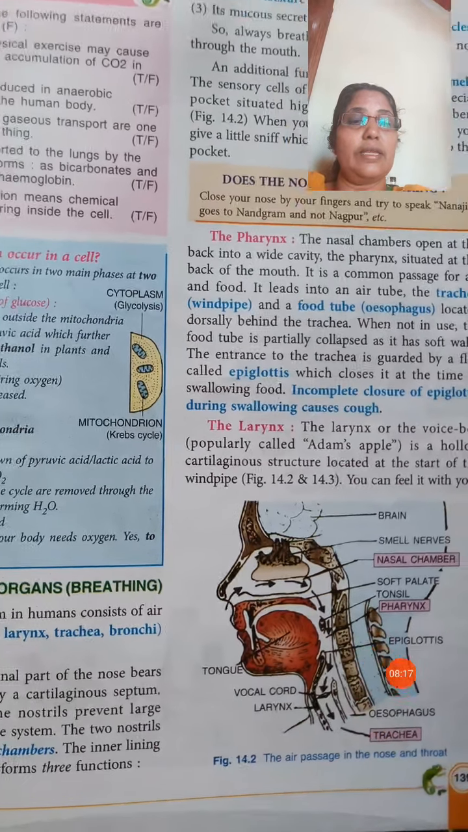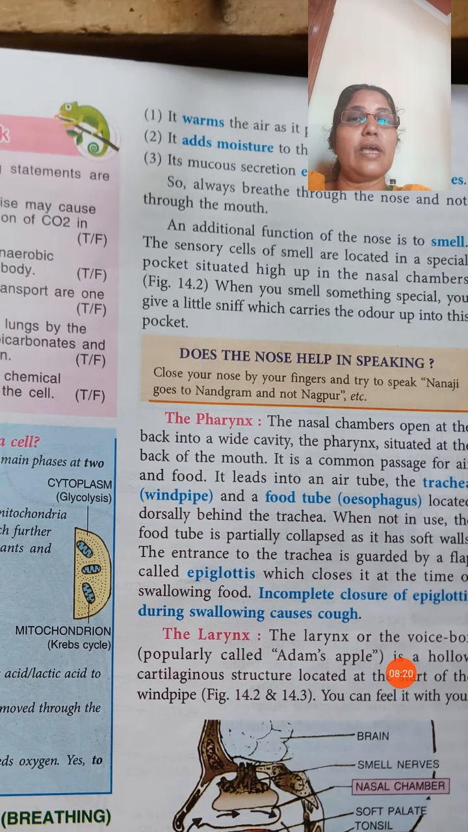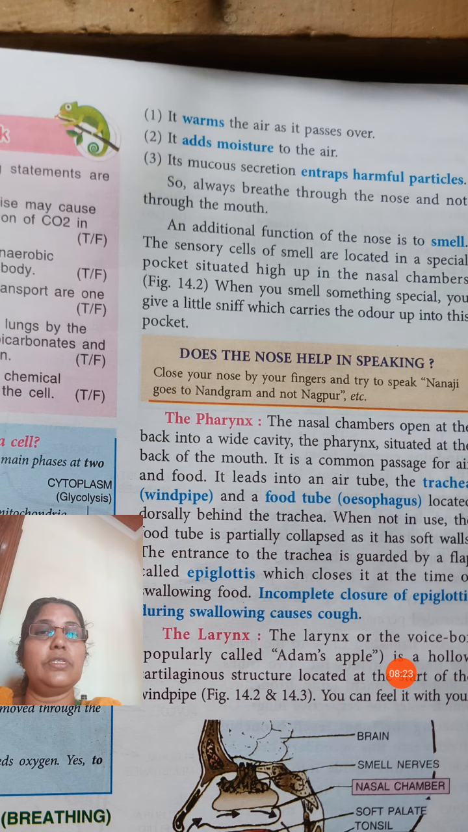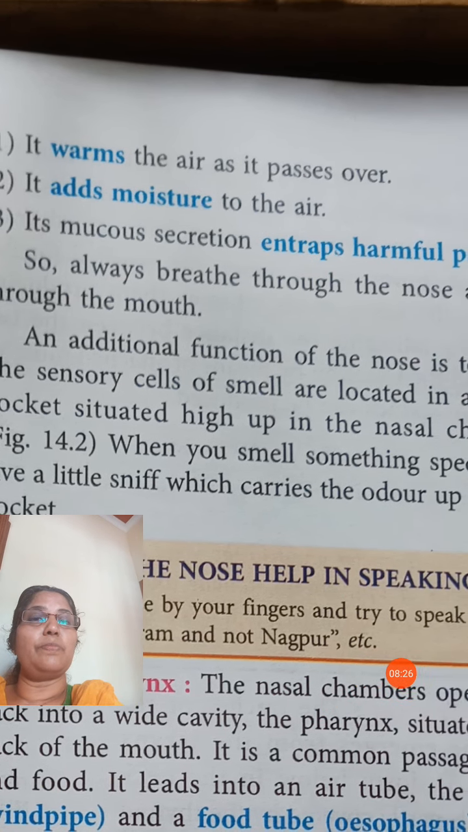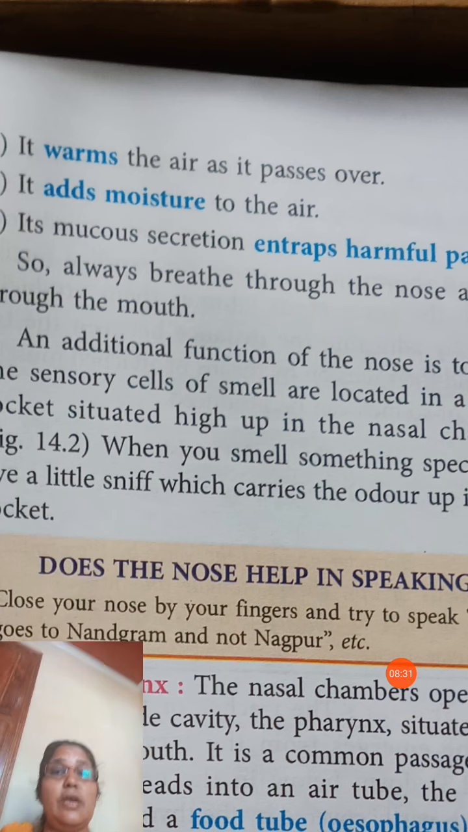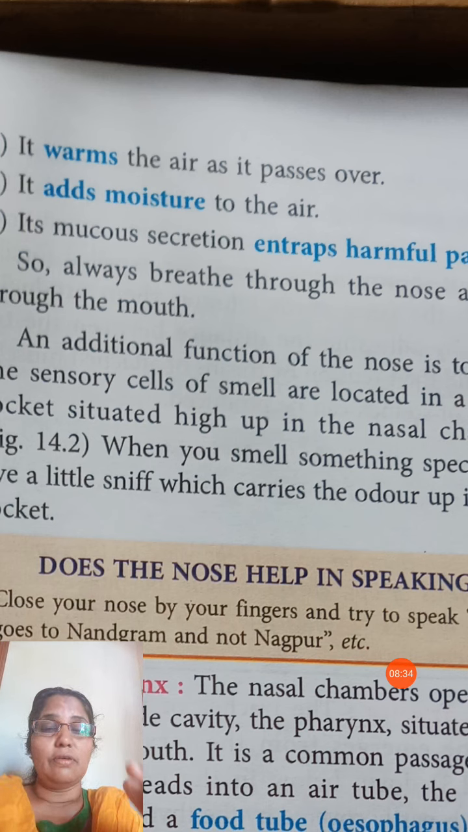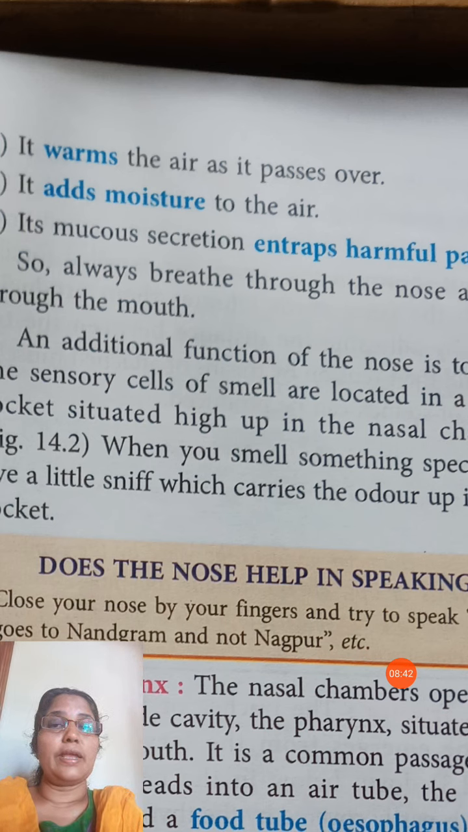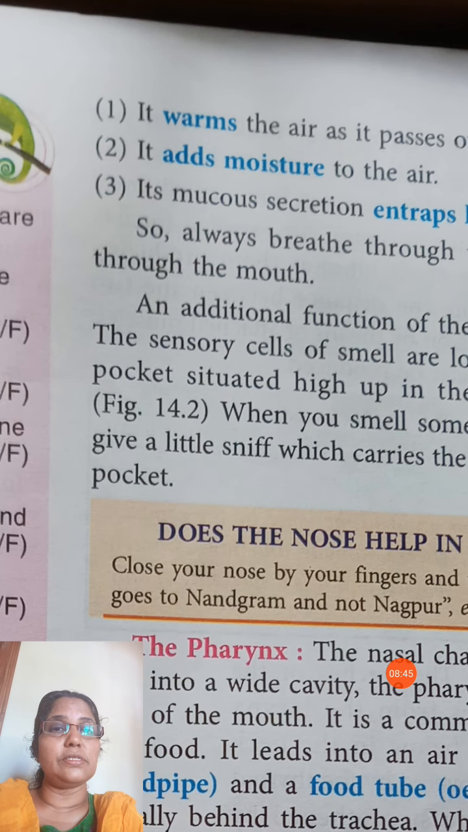You see the nasal chamber, this also has certain functions. It can warm the air as it passes through. If we are living in a very cold area or in cold climate, the air entering the lungs will not be so cold, because the nasal chamber can warm the air passing through it. Then another thing is, it adds moisture to the air. The skin inside the nasal chamber produces moisture, humidity, so that the air entering the lungs will not be dry.